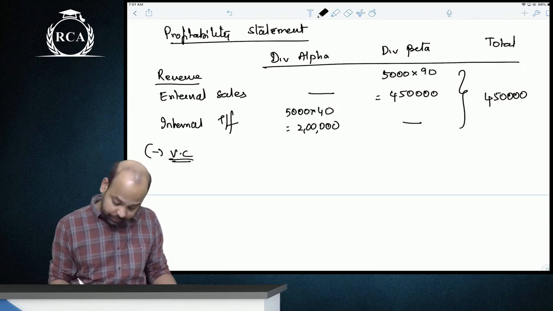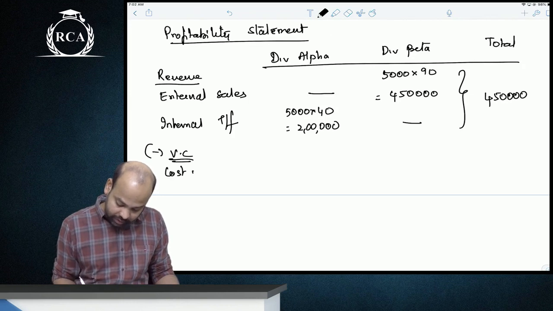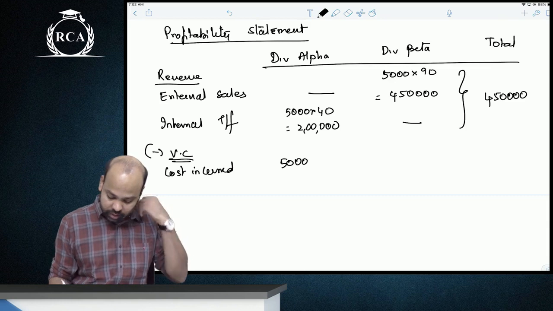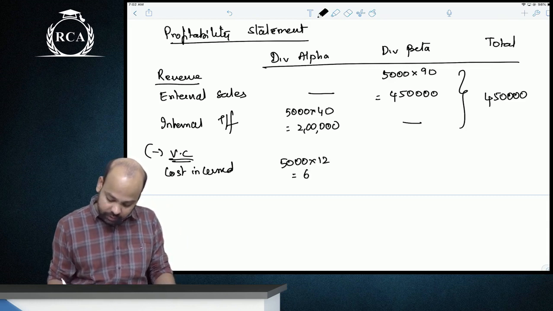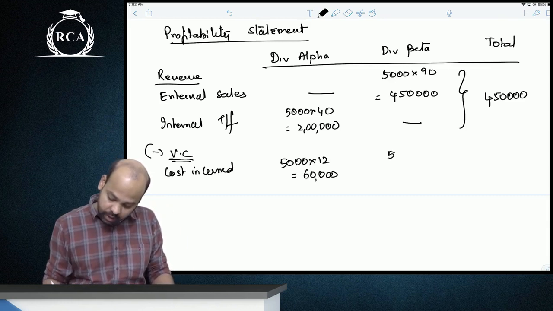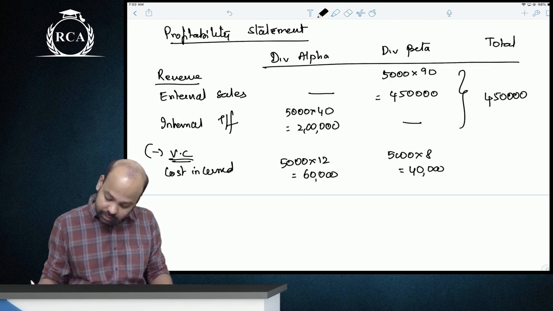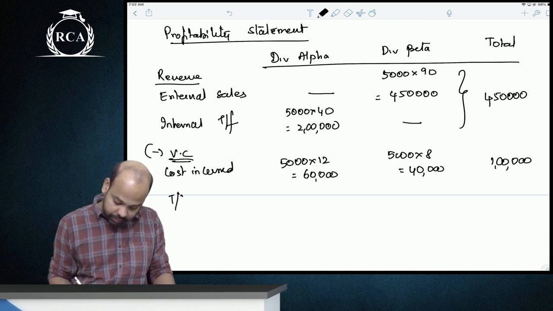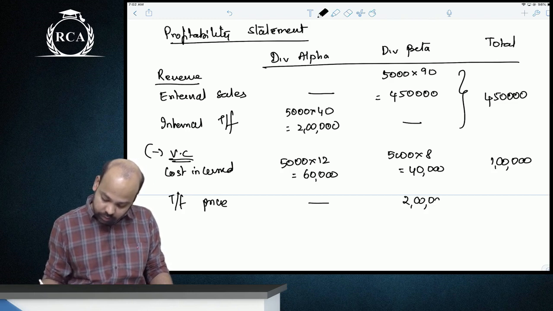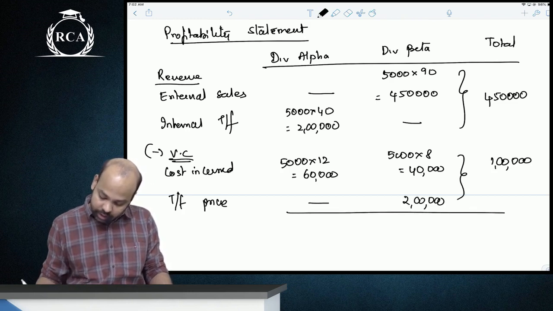Less variable cost as such, guys. Cost incurred excluding the internal transfers. First division is selling 5,000 into 12, that is 60,000 rupees. Here 5,000 into 8, that is 40,000. Overall, the company is incurring a variable cost of 1 lakh. Transfer price, internal transfers, 2 lakh rupees. Overall company will only be that, guys.